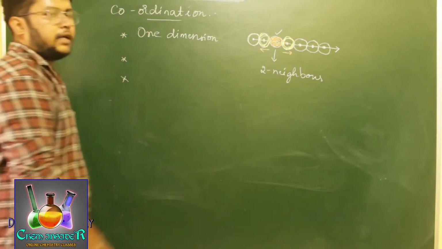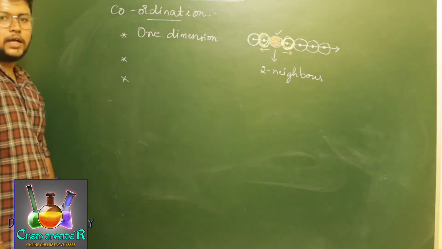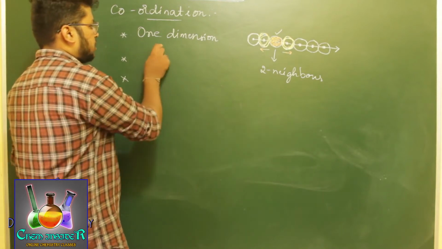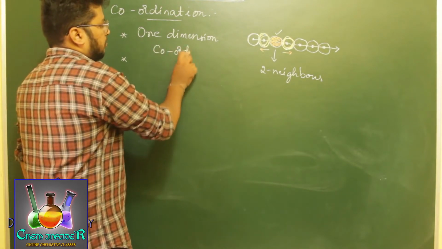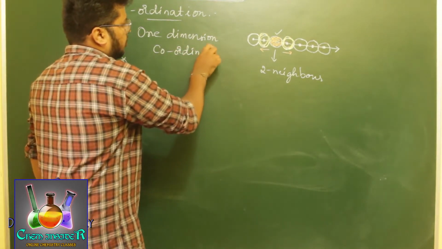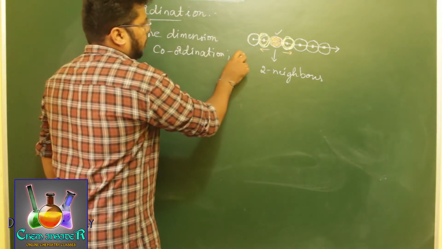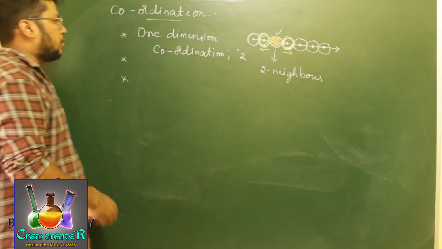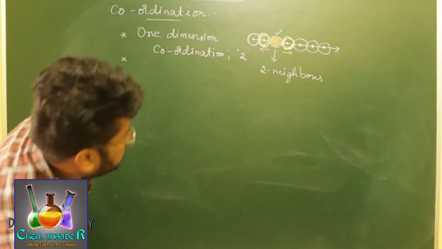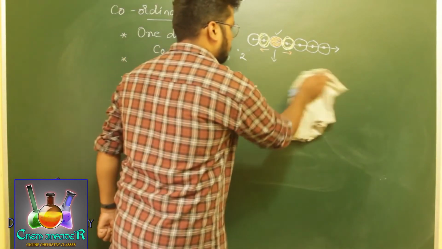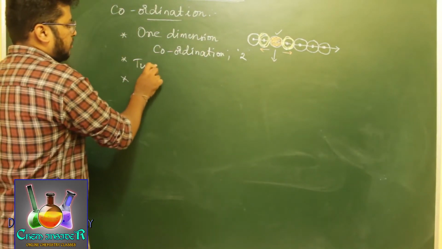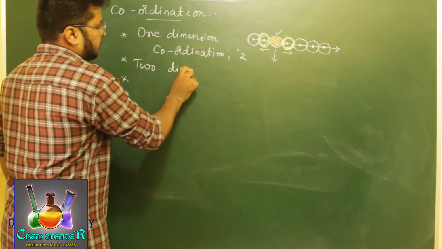So an atom will be surrounded by two atoms in a one-dimensional arrangement. So for a one-dimensional arrangement, the coordination number will be 2. Okay. Next, for the two-dimensional arrangement, we have a different coordination number.